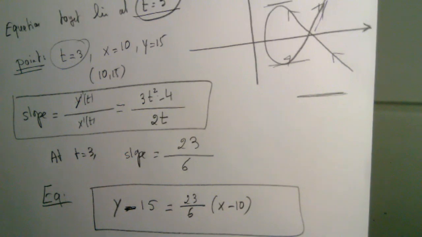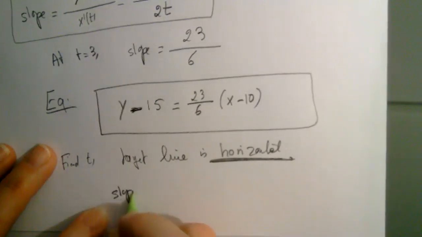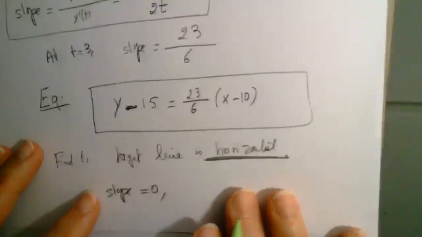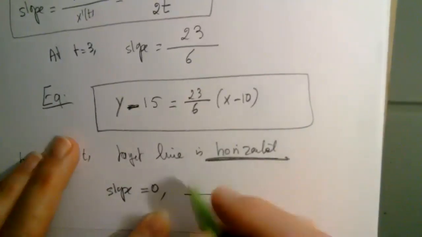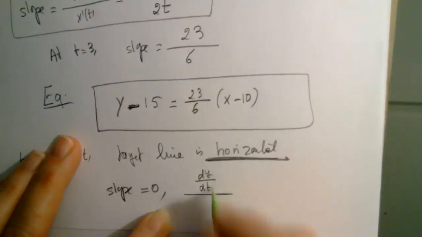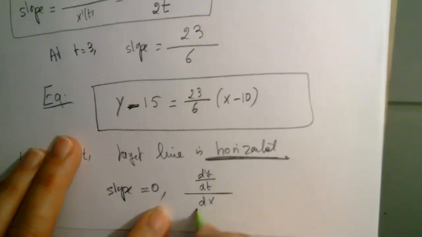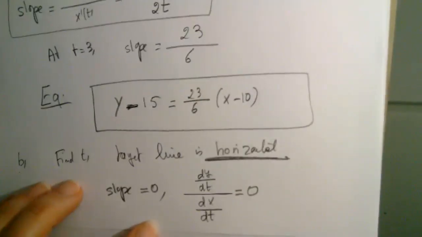Don't forget calculus 1, because it's the same idea. When the slope is 0, absolutely correct. So what is happening? The tangent line is horizontal when the slope is equal to 0. But what is the slope in my particular scenario? The slope is y prime, or dy/dt over dx/dt. This is equal to 0.